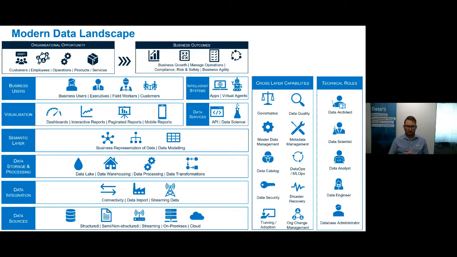And the last piece of this is the cross-layer capabilities, which are the non-technical pieces around governance, data quality, and data security that we need to consider as part of our modern data landscape, and are equally important to make sure we get success out of the solutions we deploy.